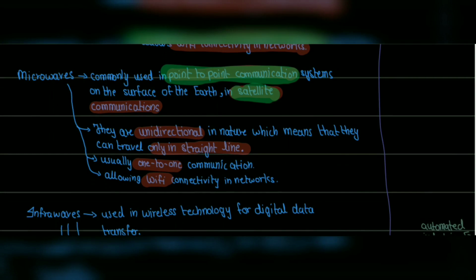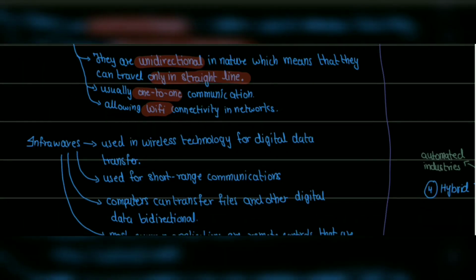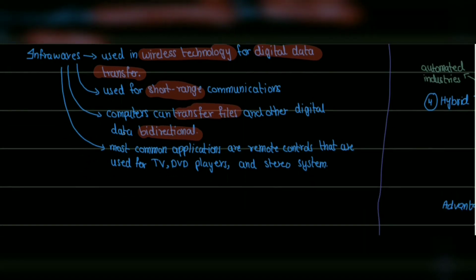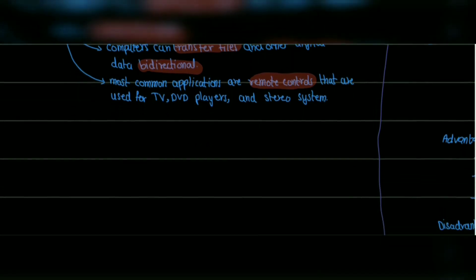What is infrared? Infrared waves are used in wireless technology for digital data transfer, used for short range communication. Computers can transfer files and other digital data bidirectionally. Most common applications are remote controls that are used for TV, DVD players and stereo systems.